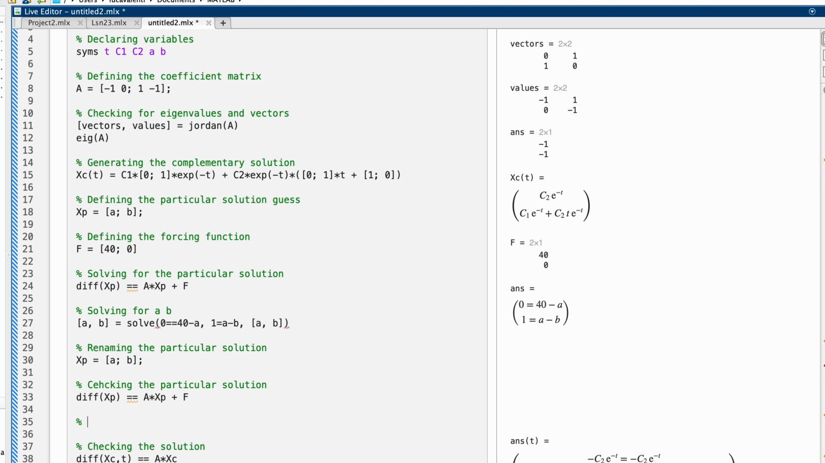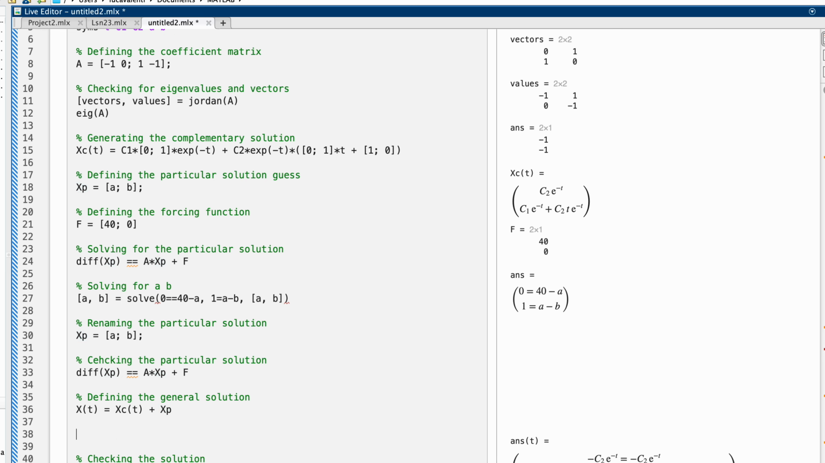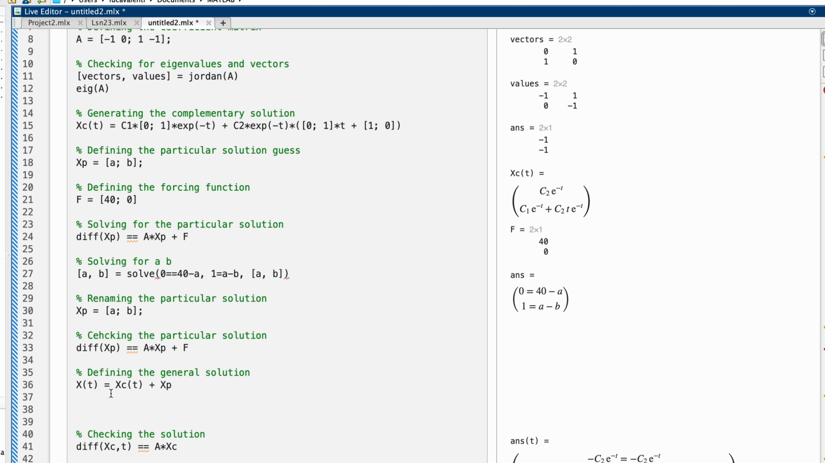And then I'm going to define the general solution, which is going to be just x of t, equal to xc of t plus xp. And now with that general solution, what we want to do is check it. Well, actually, we want to find the specific solution first.